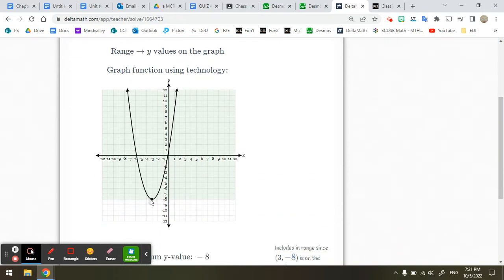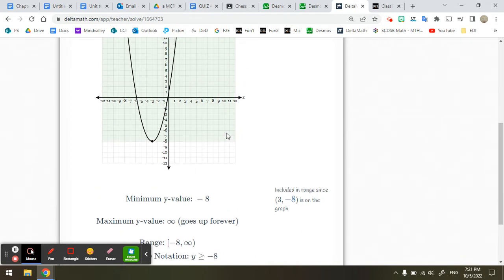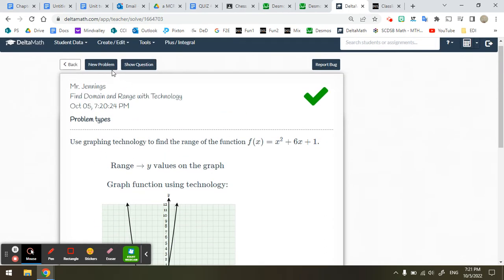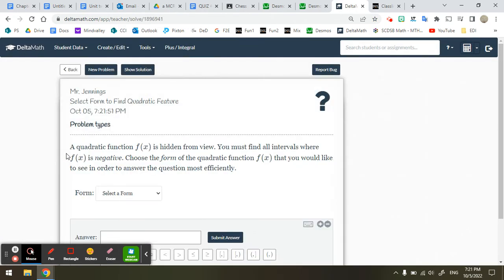If we had graphed it in Desmos, it would have told me that the vertex was over there at minus 3, minus 8. But I can find that by using one of our tricks for finding the vertex. So the minimum y value is minus 8, and the maximum, it goes up forever. So the range, which is the possible y values, is minus 8 and greater. So that's how we write those. So that's that topic. Let's take a look at selecting the form to find a quadratic feature.